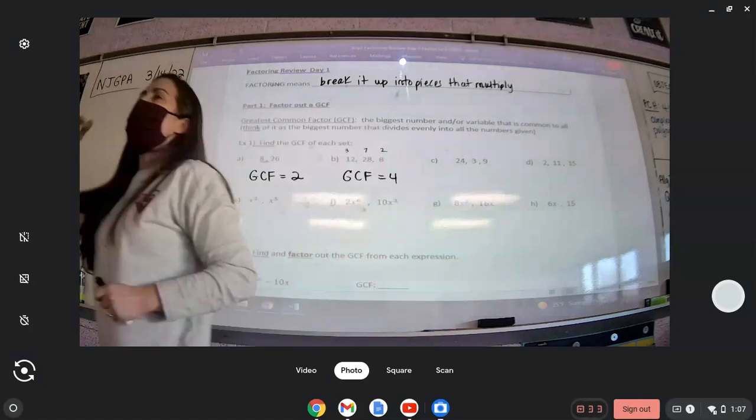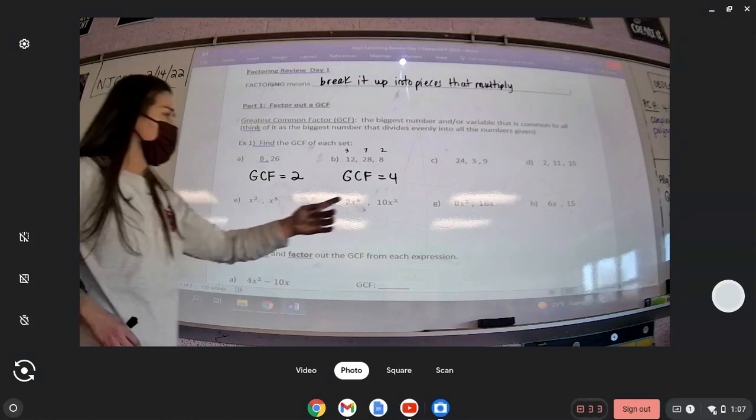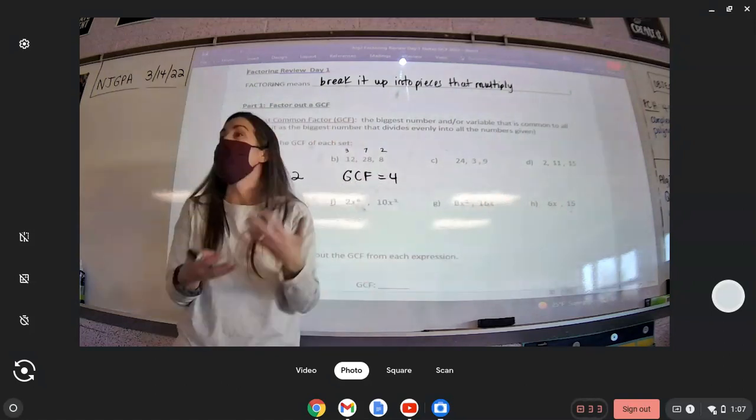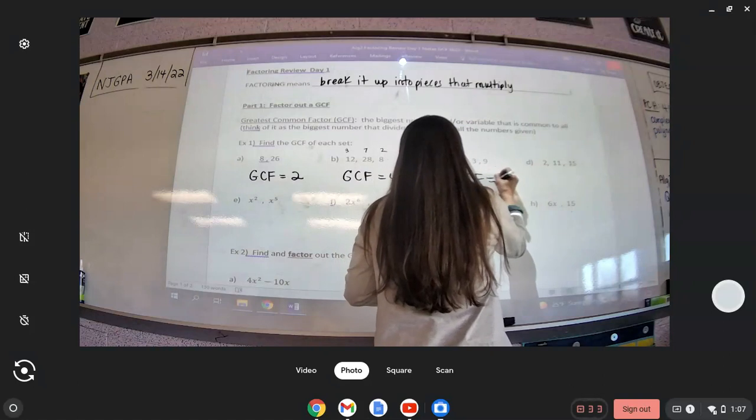Let's do the next one. If I asked you, don't say it out loud, to find the greatest common factor of 24, 3, and 9, just tell me what the biggest number it could possibly be is. 3, because that's its biggest factor. Nothing bigger than 3 is a factor of 3. So if it's going to be any number, it's either 3 or something even smaller. Does 3 divide evenly into the other 2 numbers? Yeah. Then who's your GCF? 3. Beautiful. All right.